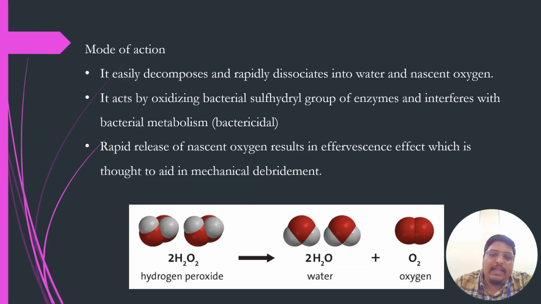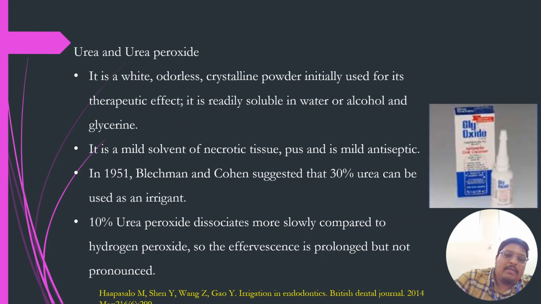Mode of action: it easily decomposes and readily dissociates into water and nascent oxygen. It acts by oxidizing bacterial sulfhydryl groups of enzymes and interfering with bacterial metabolism. Rapid release of nascent oxygen results in an effervescent effect, which aids mechanical debridement. Urea peroxide is a white, odorless crystalline powder initially used for its therapeutic effect.